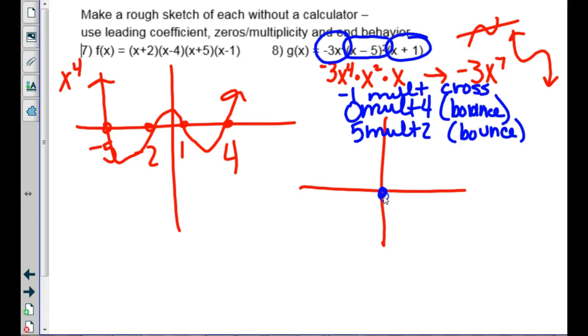All right, so at 0 it's supposed to bounce, at 5 it's supposed to bounce, and at -1 it's supposed to cross. Starting from where? Left side. What does it do at 0? And then I come.